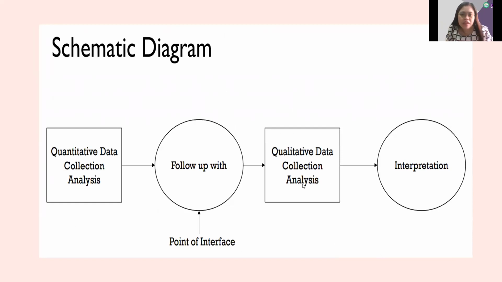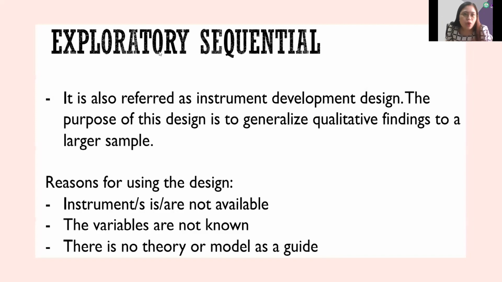Explanatory kasi gagamitin ang qualitative result to explain the quantitative result. And then the last one is called exploratory sequential. Baliktad ito siya, class. Mauuna si quali before si quanti. Again, mauuna si quali before si quanti. So for exploratory sequential, ang binibigyan ng priority is si qualitative data. So bakit natin ito ginagawa?